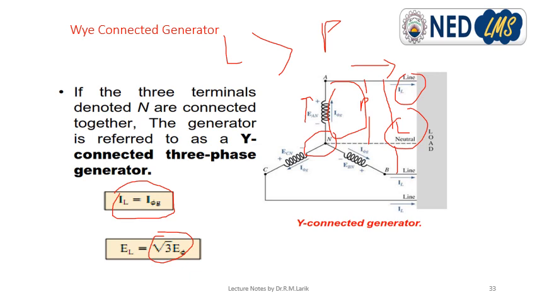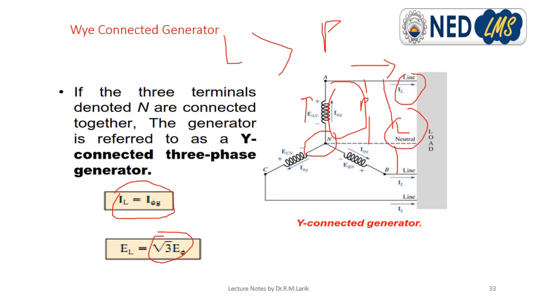So the secondary sides of our distribution transformers are also star connected. Their primaries are delta connected and their secondaries are star connected. The distribution transformer steps down from 11 kV, that is 11,000 volts, to 400 volts phase to phase, and 220 volts from phase to neutral. So all distribution transformers are star connected.